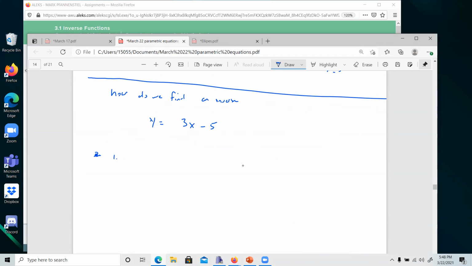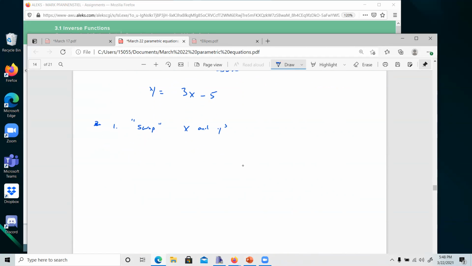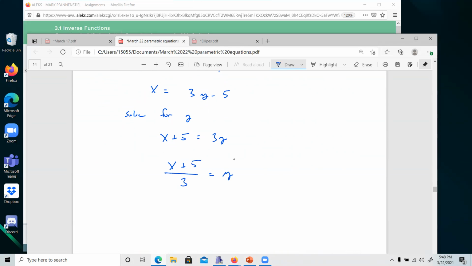We're going to swap. There's a highly scientific term there for you. We're going to swap our x's and y's. They're just going to switch positions. So in this case, we're going to have x is equal to 3y minus 5, and then we're going to solve for y. So we have x plus 5 is equal to 3y, and we're going to divide both sides by 3. So this is x plus 5 over 3 is equal to y. I'm going to call that f inverse.